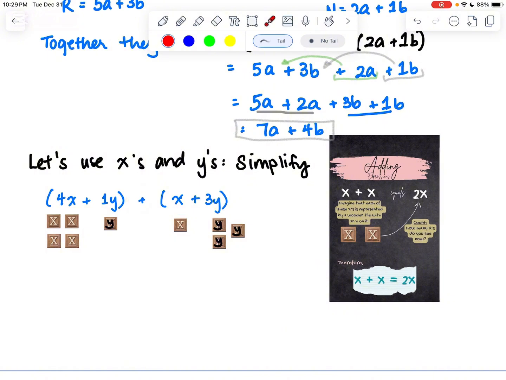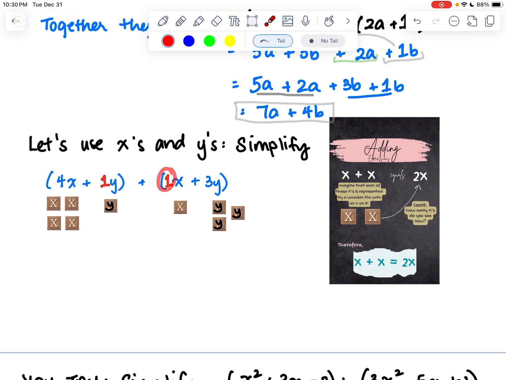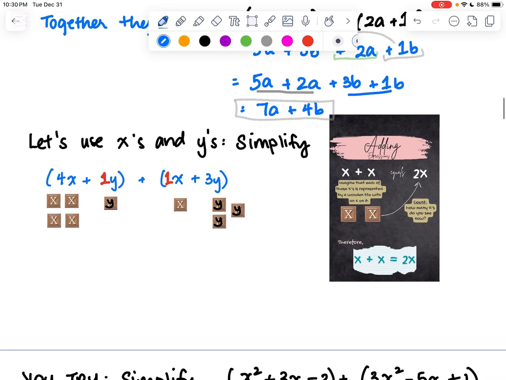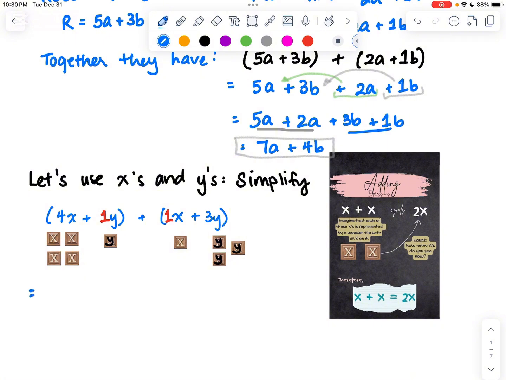And again, remember, when I just have an x, there is always that invisible 1 in front of it. I drew it in here, but it won't always be drawn in. And usually it actually is going to be missing. So we can add that in to help us understand. So we have the 1x here, and we have 3 y's there. So what we have to do first is, again, pretend these are in baskets.